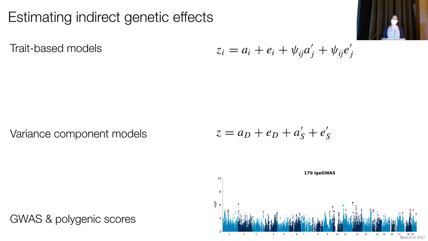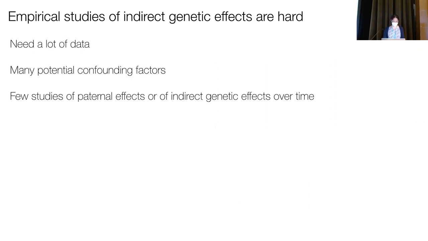So there's been a lot of development in the theory of IGEs, but empirical studies of indirect genetic effects remain really challenging and difficult. One reason is that you just need a ton of data to study indirect genetic effects. You have to be able to measure interactions between individuals, which means you need the ability to define social groups and know who's interacting with whom. You need the ability to collect phenotypes for lots of individuals and to infer relatedness, either of the social partners, or the ability to measure the traits of the partners that are mediating the indirect genetic effect.